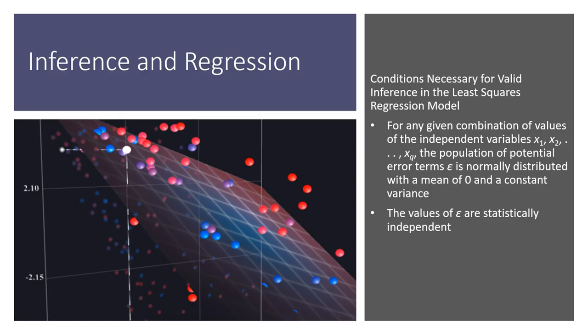When we're working with the multiple linear regression or least squares regression model, there are certain conditions that we need to meet in order for our assumptions to be valid. For any combination of the values of our independent variables, the population of potential error terms needs to be normally distributed with a mean of 0 and a constant variance. Another thing is that the values of E need to be statistically independent of one another.